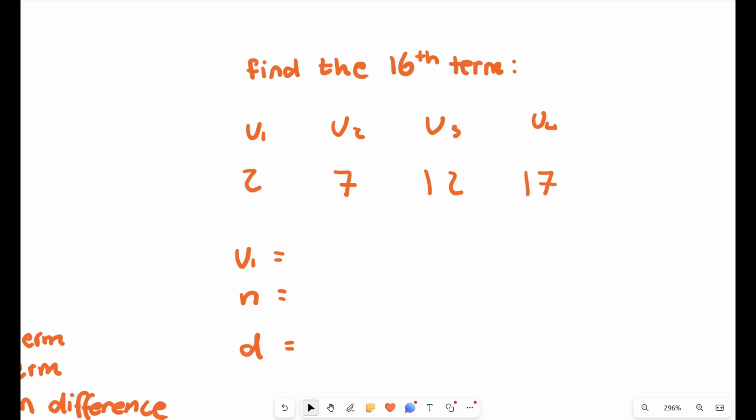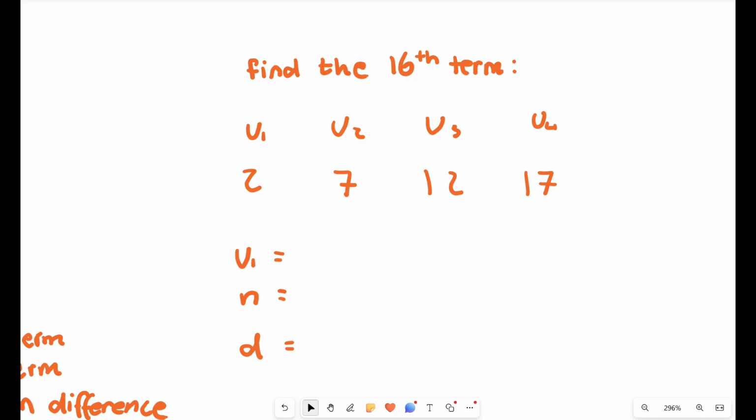Okay, I've very quickly written out an example. Here's our arithmetic sequence. It goes 2, 7, 12, 17. The numbers above are just specifying which place within the sequence they are. So we have U1, U2, U3, U4, the first, second, third, and fourth term within the sequence. Then I've written out, like I specified that you should do, what we're looking for in our formula. And like I said, we're looking for the 16th term.